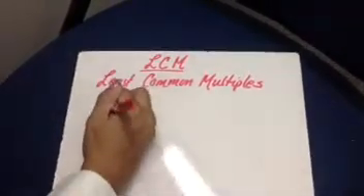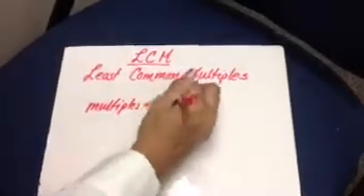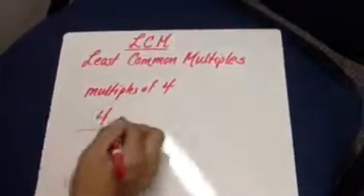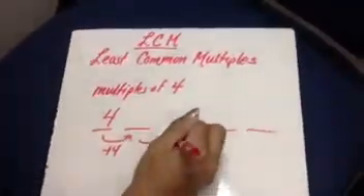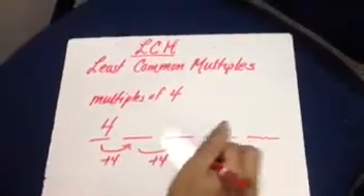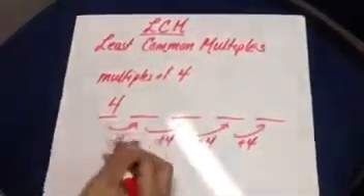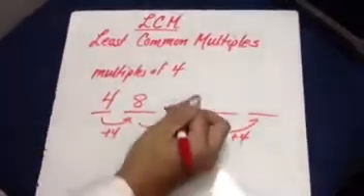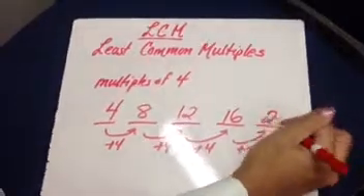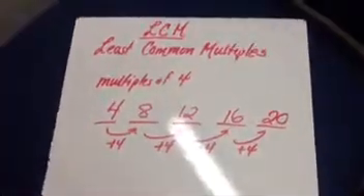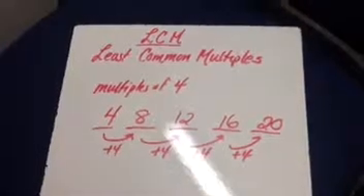For example, if I want the multiples of 4, it's as if I'm going to keep on adding 4 each time, because I'm making multiple copies of the same thing. So 4 plus 4 is 8, plus 4 is 12, plus 4 is 16, plus 4 is 20. Those are multiples. However, sometimes in math we're going to need the least common multiple of two numbers.